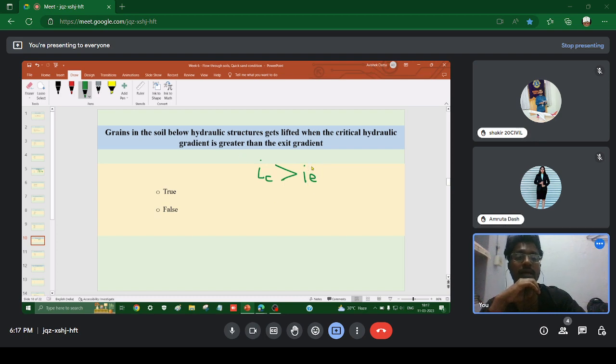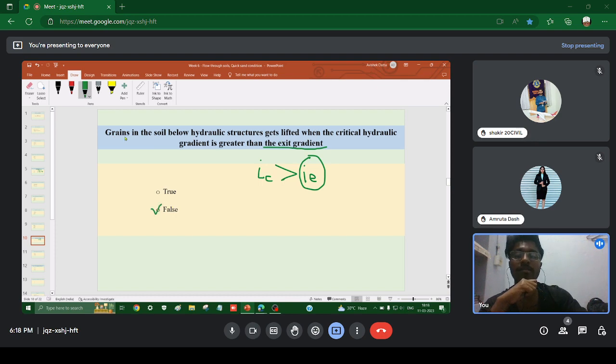So in this case, the exit gradient means the gradient following which the water is seeping out, but that is less than IC. That is less than the critical hydraulic gradient. So will piping failure occur? No, isn't it? Because when the normal condition is less than the critical condition, then failure won't occur. So IE, that is exit gradient, is less than IC, or IC is more than IE. So piping failure won't occur. Grains in the soil below hydrostructure won't get lifted. So this is a false statement.